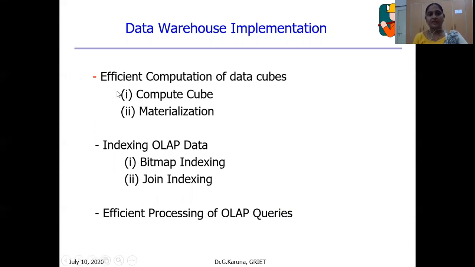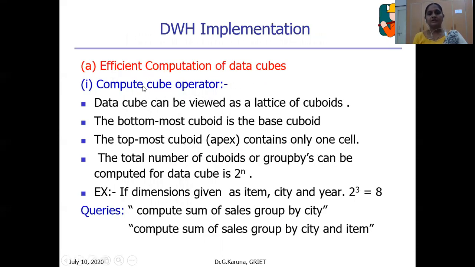They are efficient computation of data cubes, indexing OLAP data, and efficient processing of OLAP queries. Again, in efficient computation, we have the compute cube operator and different materialization methods. Similarly, there are two categories of indexing: the bitmap indexing method and the join indexing method. So let us see the first one, the compute cube operator.